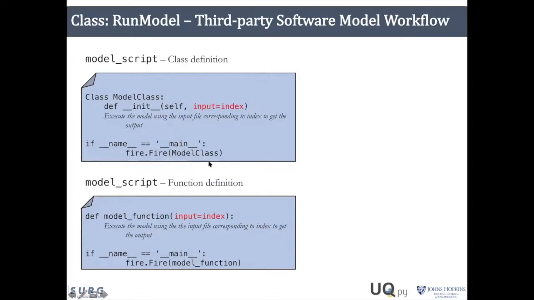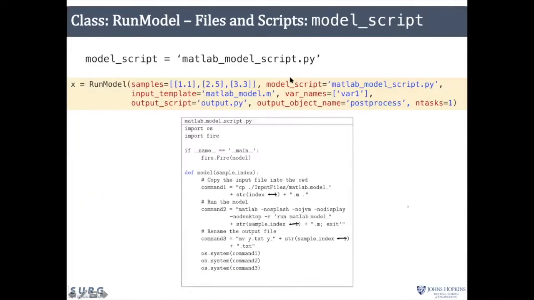The way to use Fire is to give the name of the model object. So if a model class is used, it will just have the name of the class here. Or if the model object is a function, it will just have the appropriate function name here. So this is the structure which has to be used to create model scripts. And for the same set of samples as in the example before, where we saw how to generate input files with the template input, this is how the model script looks.